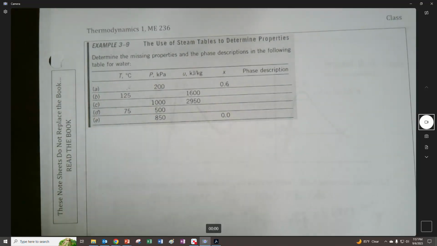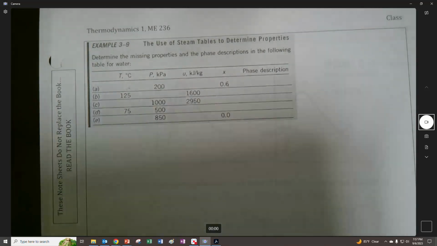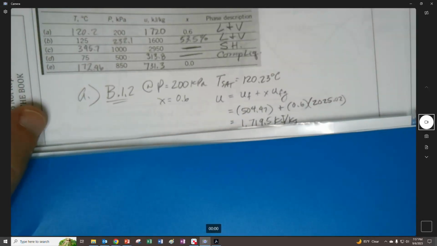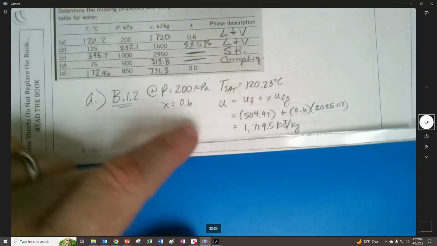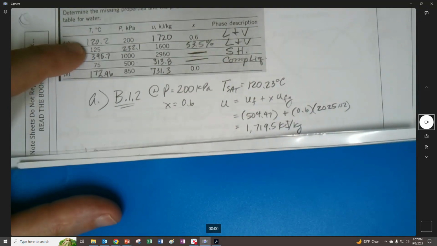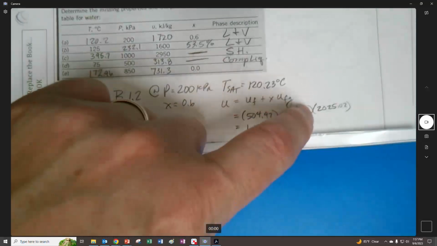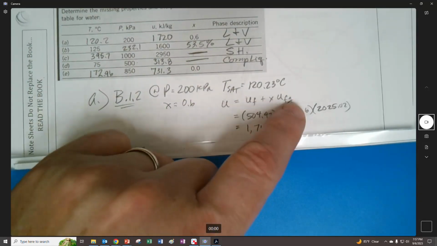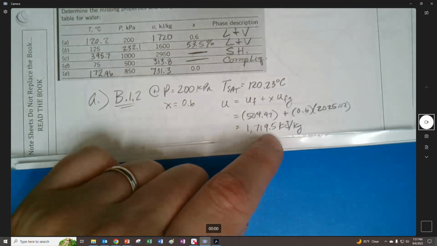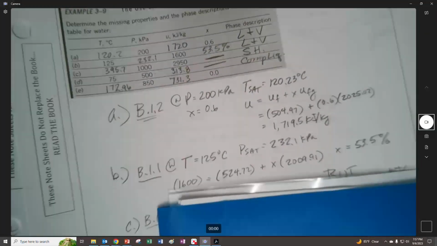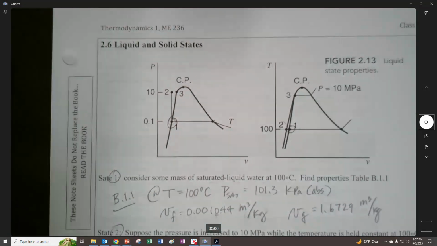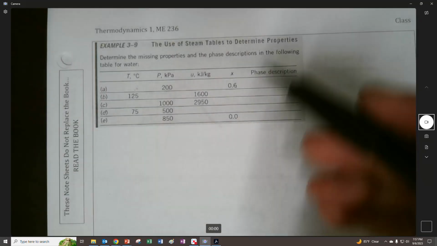All right, so giving away the store here, that's what we'll do, right? So we look it up at that pressure. Here's that temperature, so we can put it into there, and then we can use the quality along with the fluid and the gas minus fluid internal energy, and we can enter in there, and that's going to be liquid and vapor. So we get that one done.